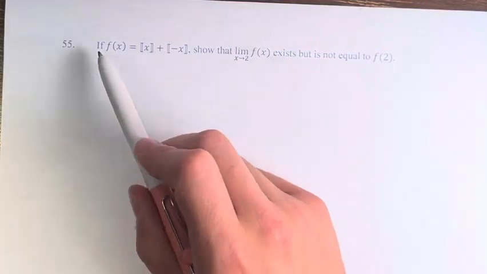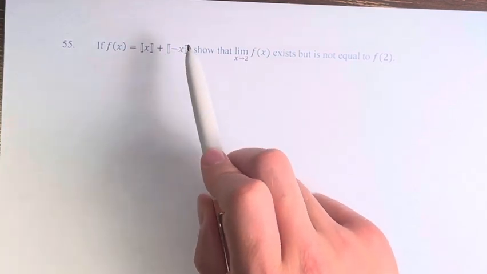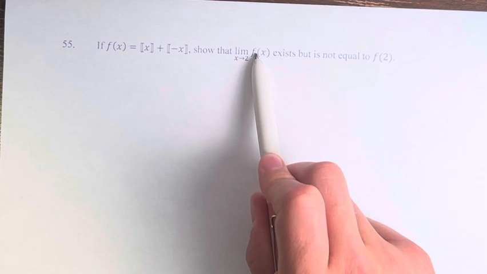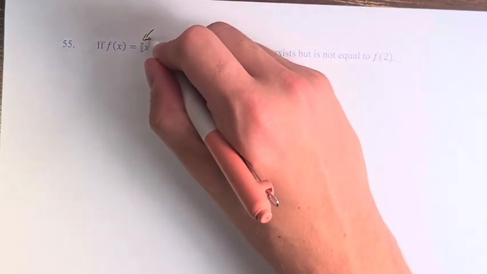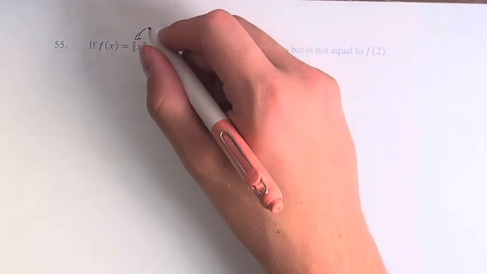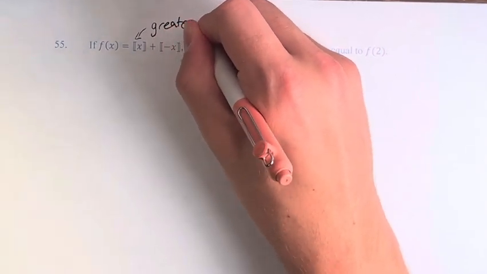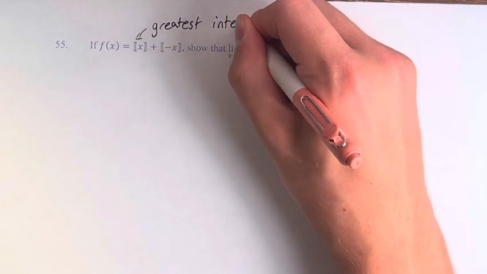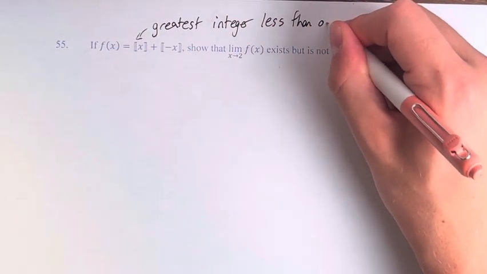In this problem we're asked, if f of x is equal to the greatest integer of x plus the greatest integer of negative x, show that the limit as x approaches 2 of f of x exists, but it is not equal to f of 2. So to answer this problem, we have to know what these brackets mean. Well, this is referring to the greatest integer function, which states that this is equal to the greatest integer that is less than or equal to x.